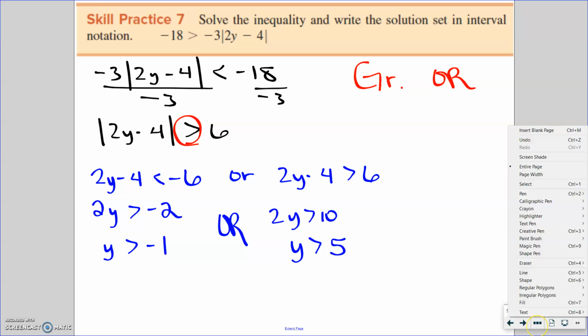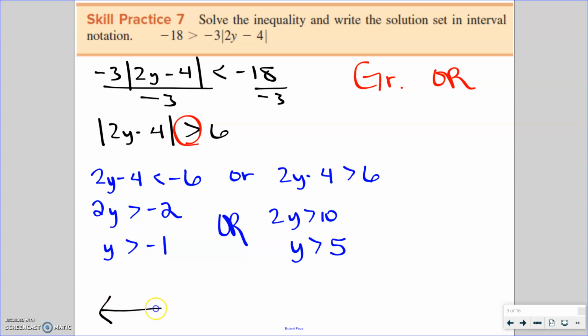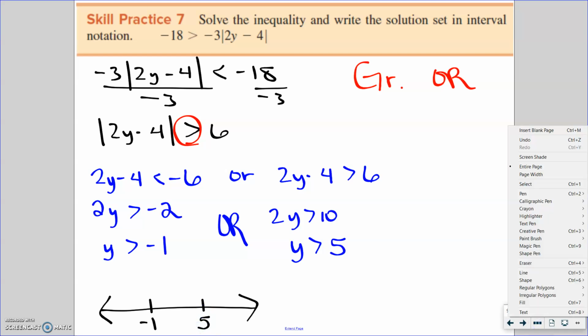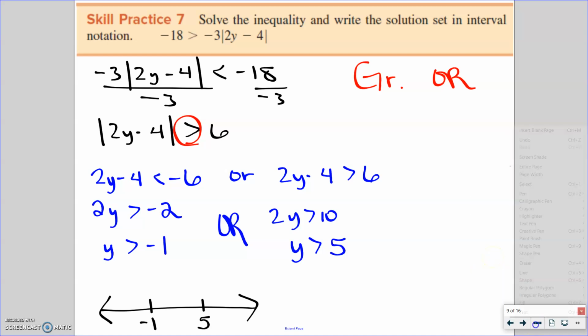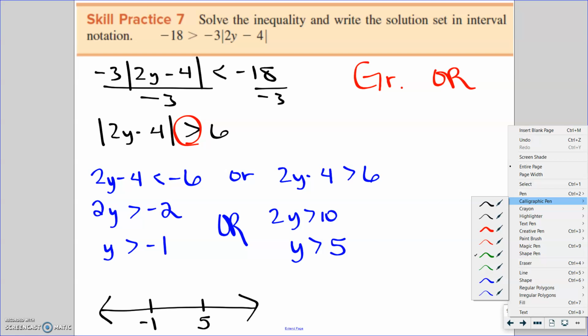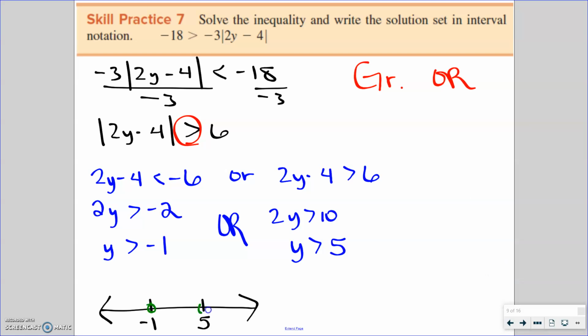Okay, so let's get this on a number line. My values of interest are -1 and 5. And these are exclusive, so that means open dots on both. Less than, I made a mistake somewhere, didn't I?